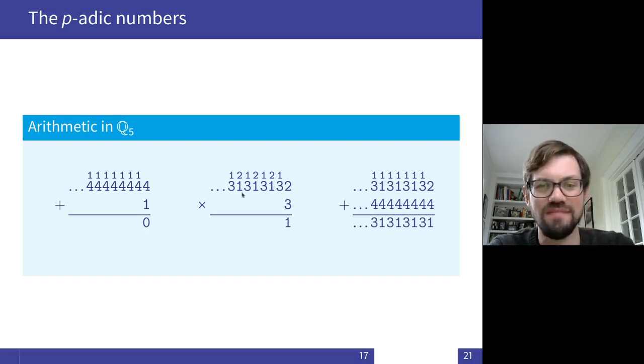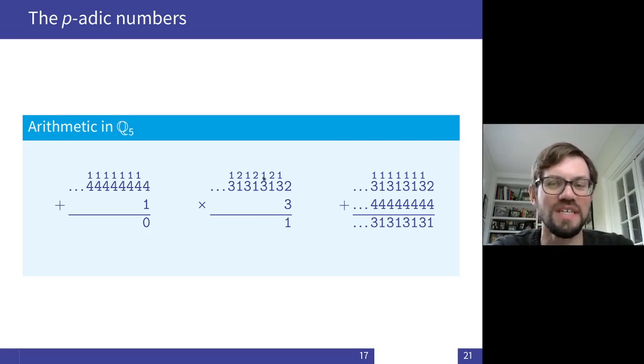How about multiplication? Here's another p-adic number. This is repeating 3 1s to the left and then a 2 in the unit spot. And let's multiply that by 3. Well, 2 times 3 is 6. In base 5, 6 is 1, 1. So let's put the 1, carry the 1. 3 times 3 is 9. But I carried a 1, so that gives me 10. 10 in base 5 is 2, 0. So I can put a 0 at the bottom, carry the 2. Now I have 3 times 1 is 3, plus 2 is 5, which is 1, 0. So 0 at the bottom, carry the 1, rinse and repeat.